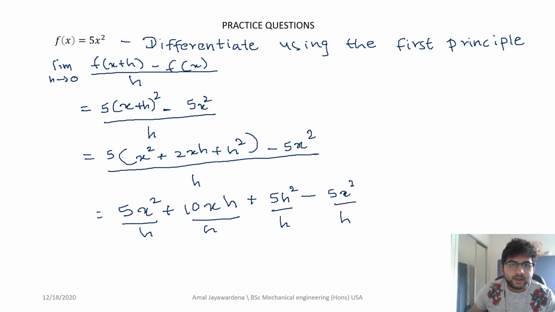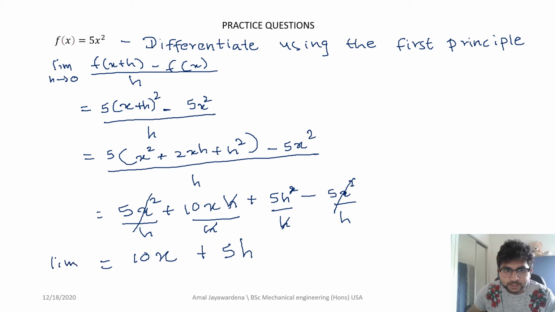Right? Now, here h cancels out, one h cancels out on the numerator, and this is going to be like this. So 5x squared over h minus 5x squared over h, these two are going to cancel out. So we're going to end up having 10x plus 5h.